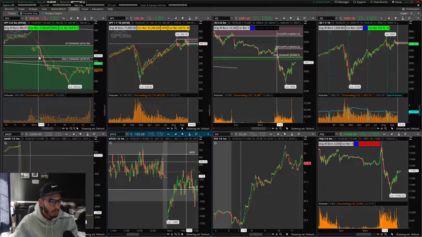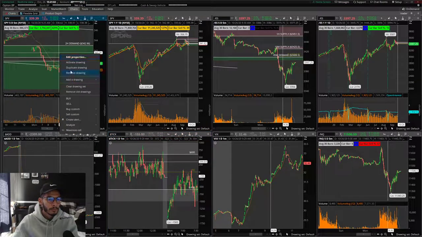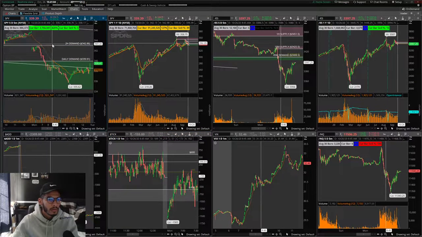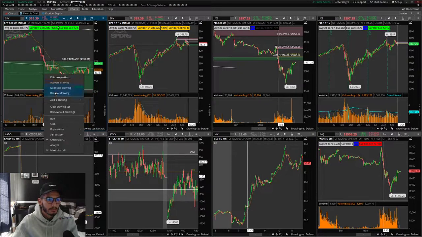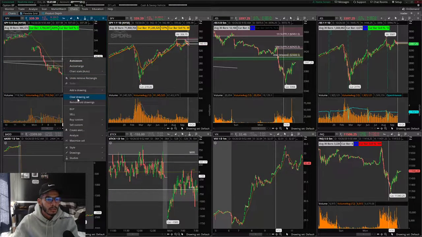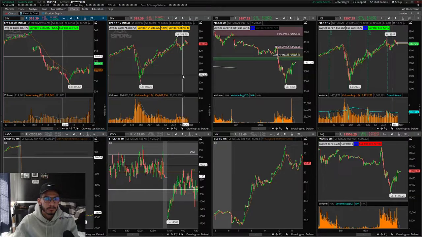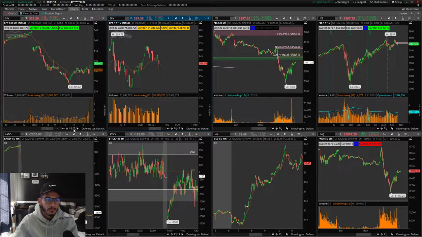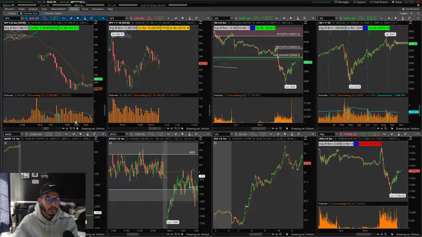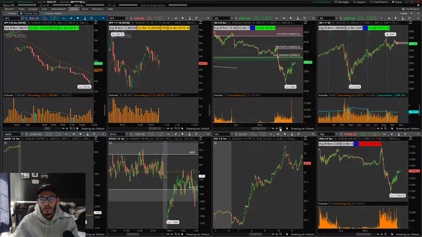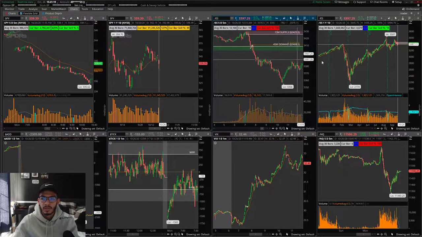So right here we opened up in SPY. Let me delete this. Clear drawing set. I'm going to zoom in.